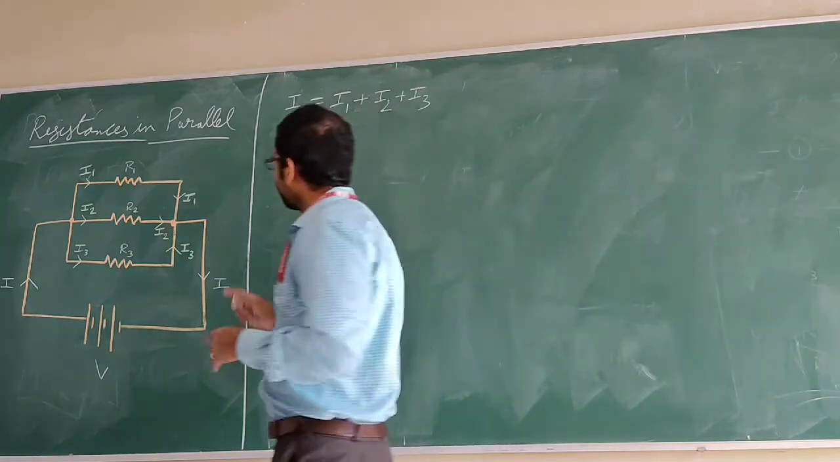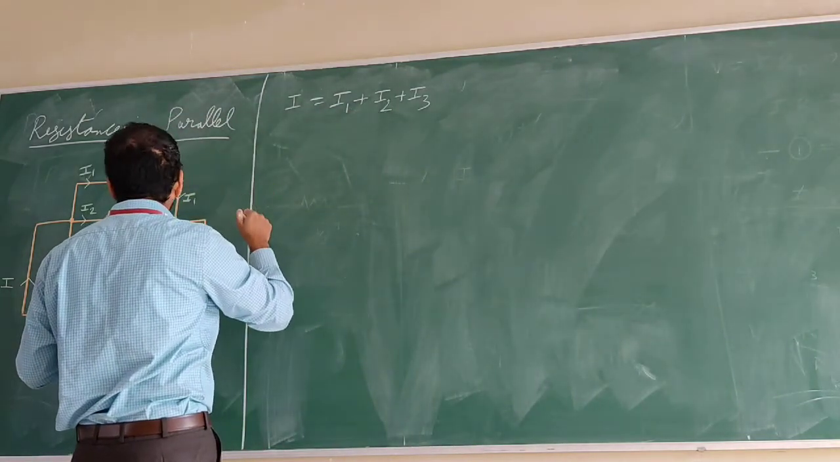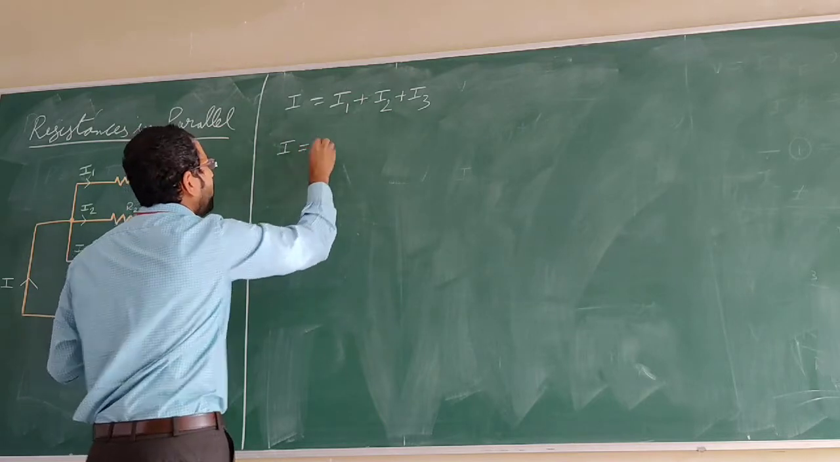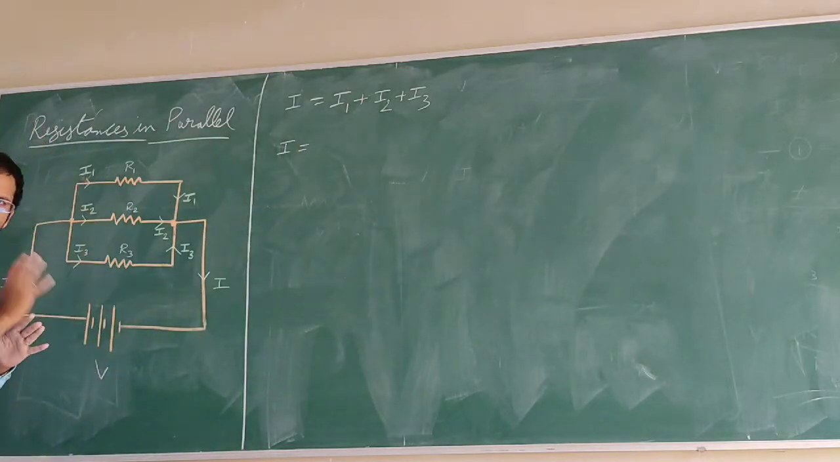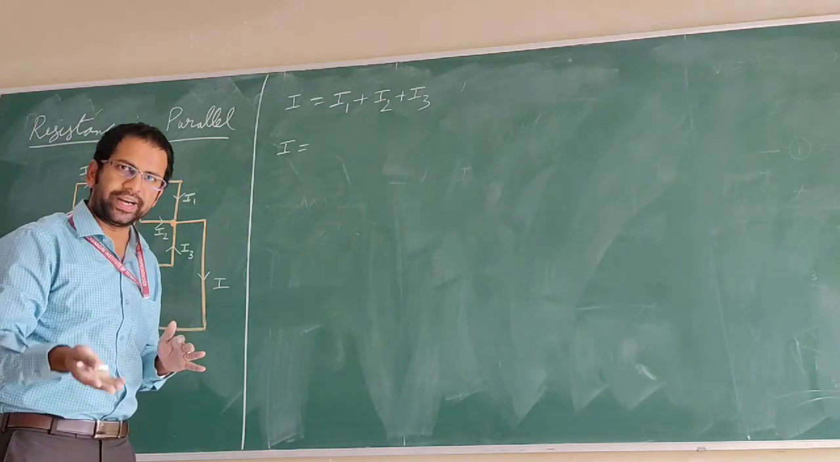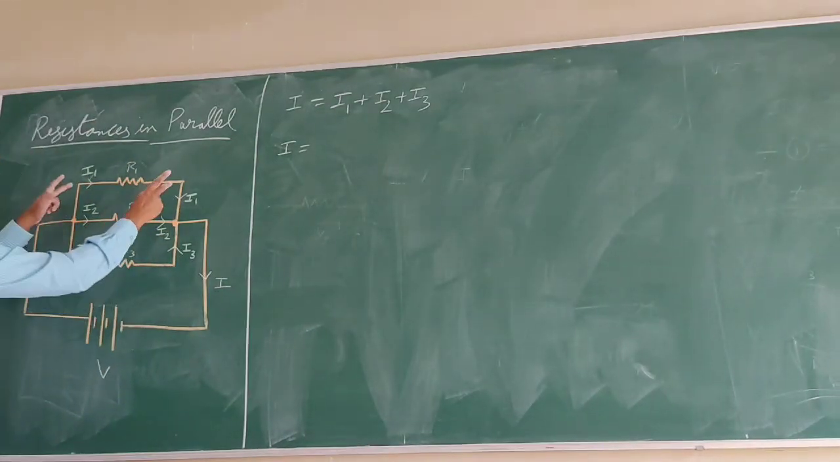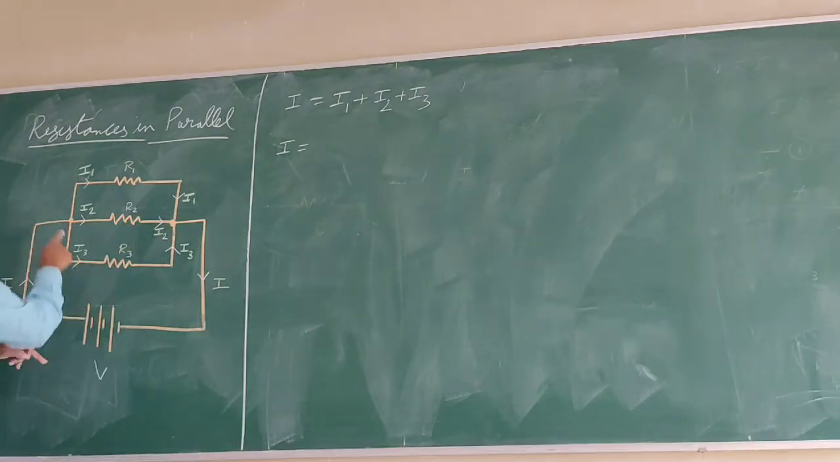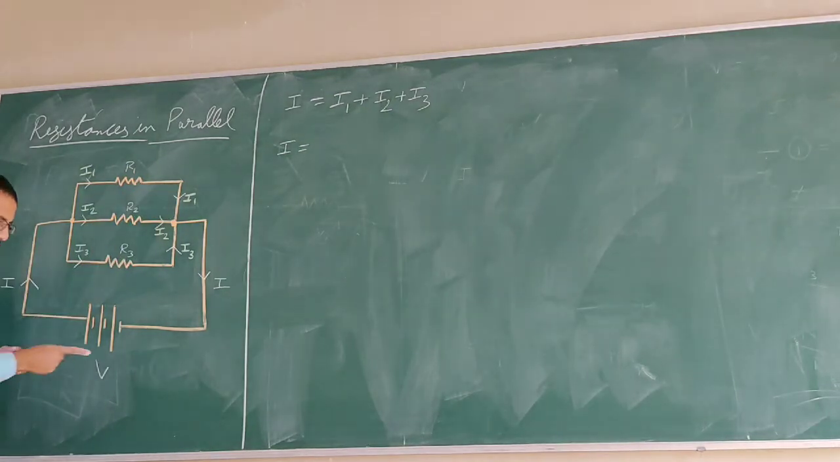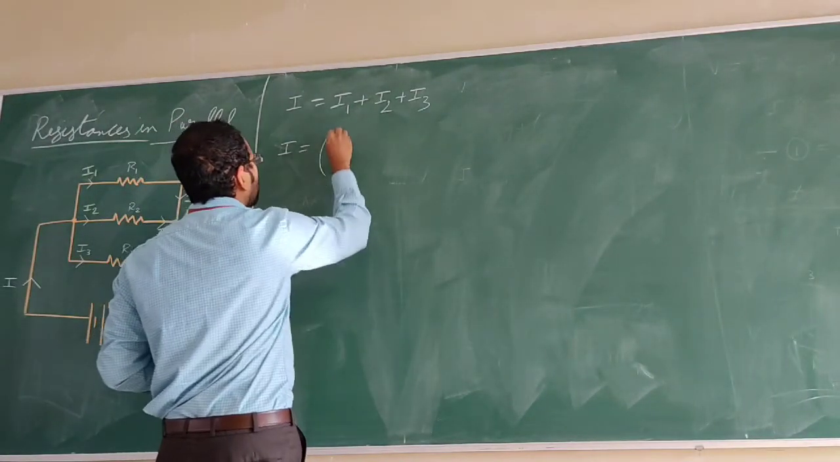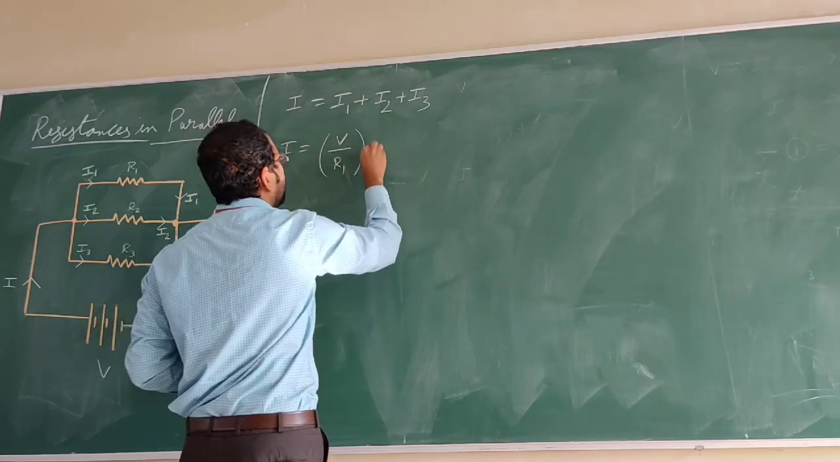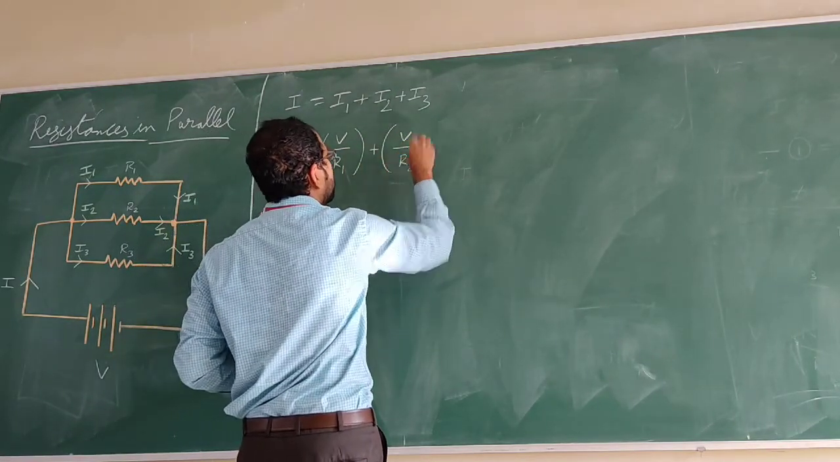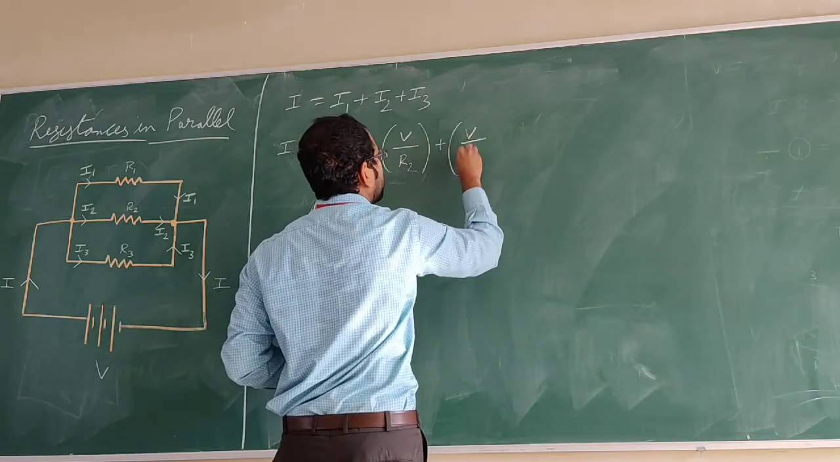Now use Ohm's law. Understand, in parallel resistance, current gets divided, but voltage remains the same. This is also voltage V. Here also voltage V. Across resistor R1, the voltage is V. Across resistor R2, the voltage is V. Across resistor R3, voltage V. So you have I equal to V by R1 plus V by R2 plus V by R3.